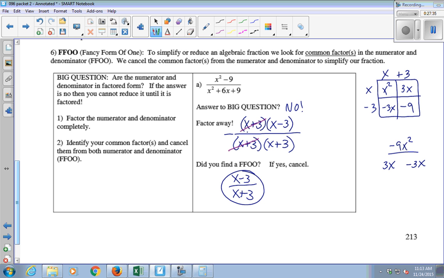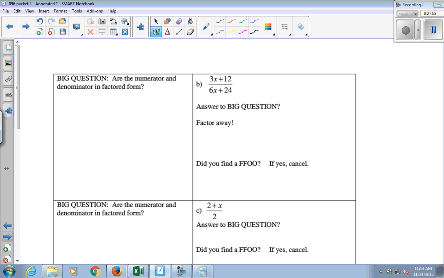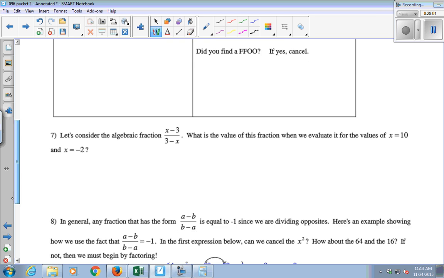That's the answer. Yep. Good question. Can these x's cancel? Right, no, because they're separated by addition or subtraction, not multiplication. All right, that's good. We'll look at a couple more.